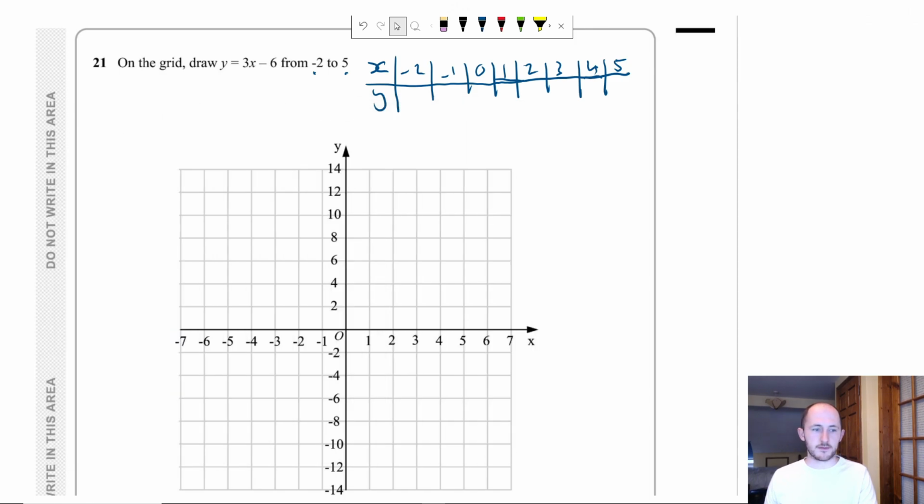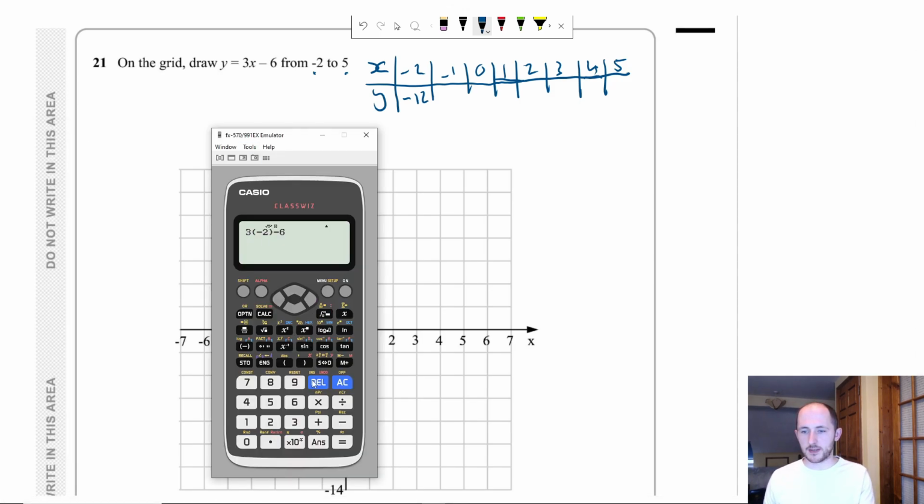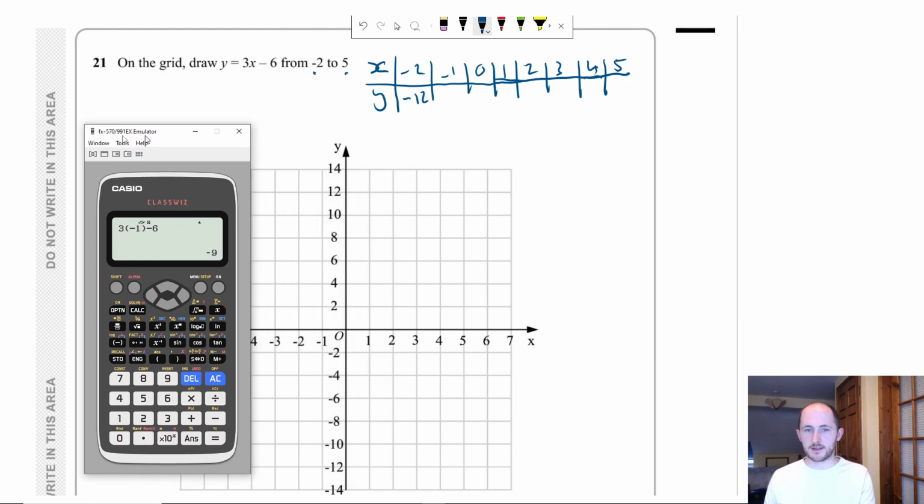That gives me minus 12. Nice and easy. Then all I need to do is change that to a negative 1 for the next question. Change that to a negative 1, that's minus 9.